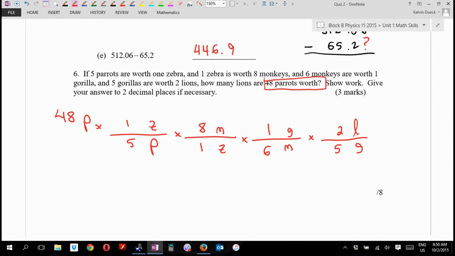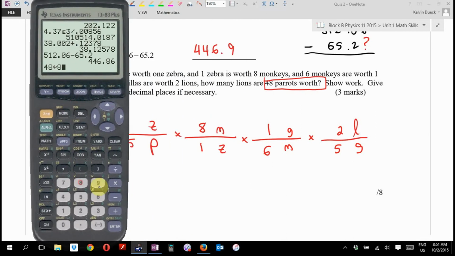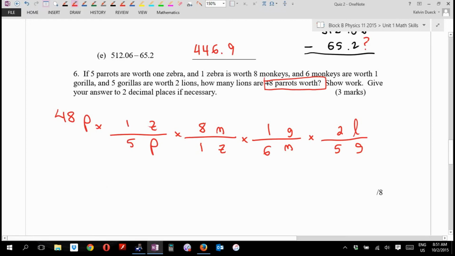I think it's going to be 48 times 8 times 2 divided by 5 divided by 6 divided by 5. 48 times 8 times 2 divided by, hey, how about I'll be clever, 5 squared and divided by 6, since there's 2 5s on the bottom. I don't think this one worked out evenly. Yeah, 5.12. 5.12 what?